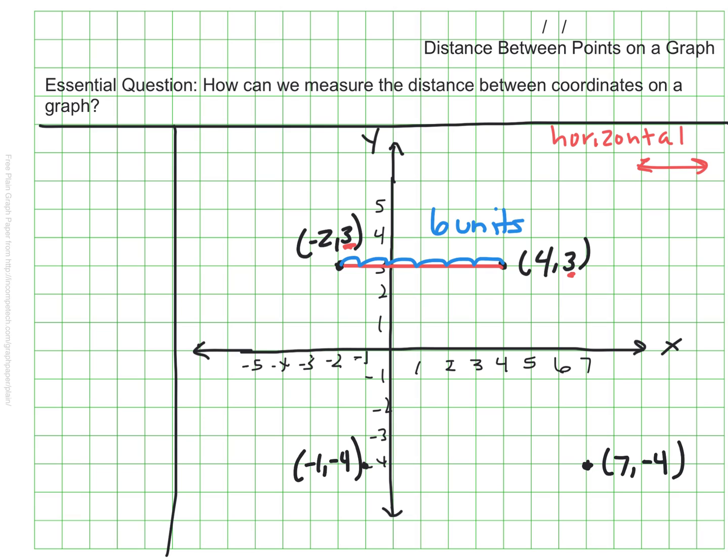I see that they have the same y coordinate. So I know again that these are going to be horizontal. If I connect this, I get a horizontal line. And if I want to find the distance between these points, I can simply count 1, 2, 3, 4, 5, 6, 7, 8. This one is 8 units between our 2 points.